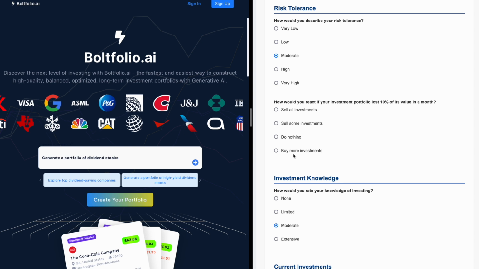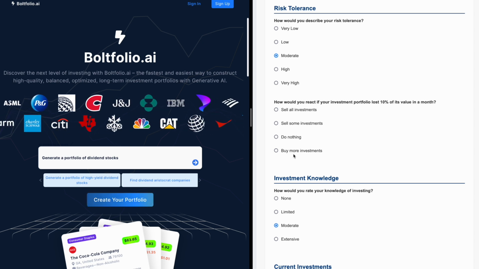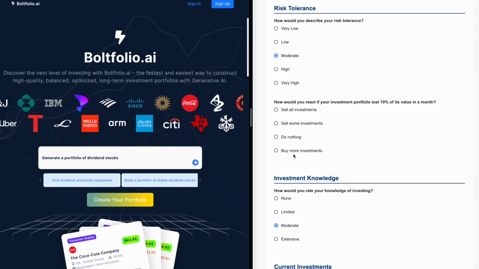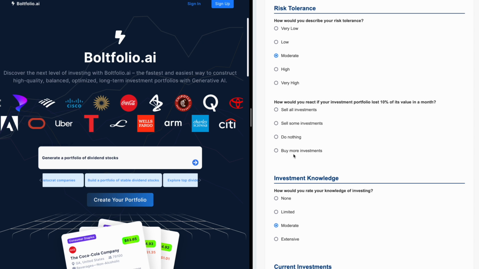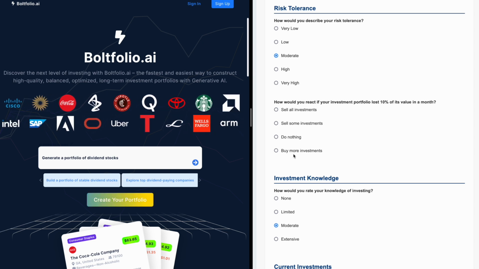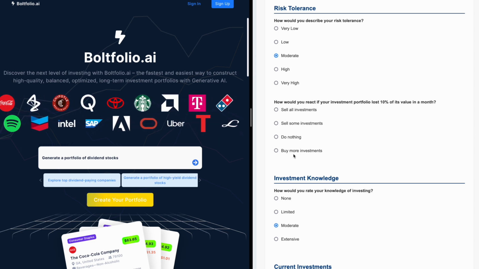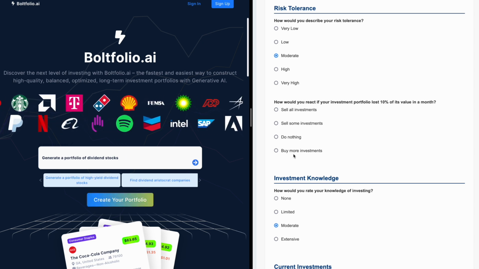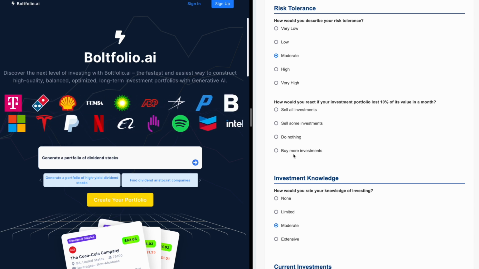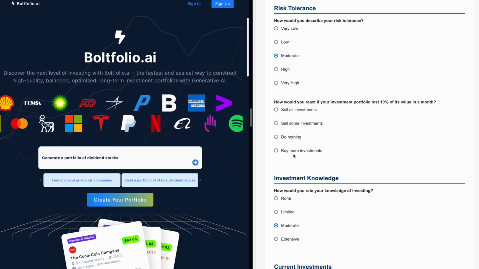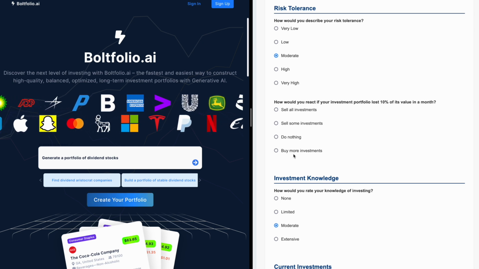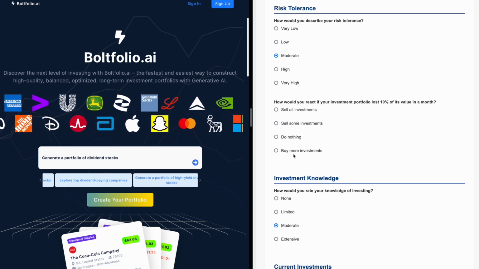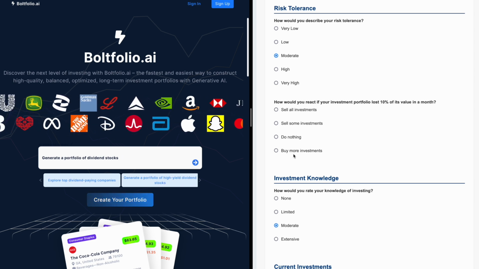Now, 10% in this case is not that extreme a test, I would say. Typically, you'll see these risk tolerance surveys ask about a 20 to 25% loss in value in a particular month. In some cases, as much as 50%. I think for most people, if they lost 50% of their portfolio value in a month, they'd probably sell all just to stop their losses.